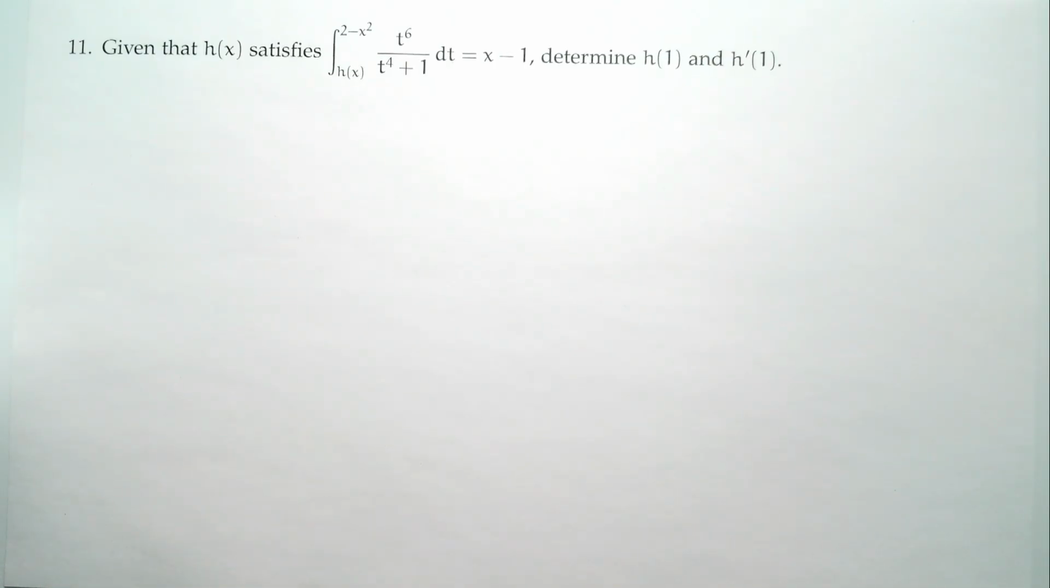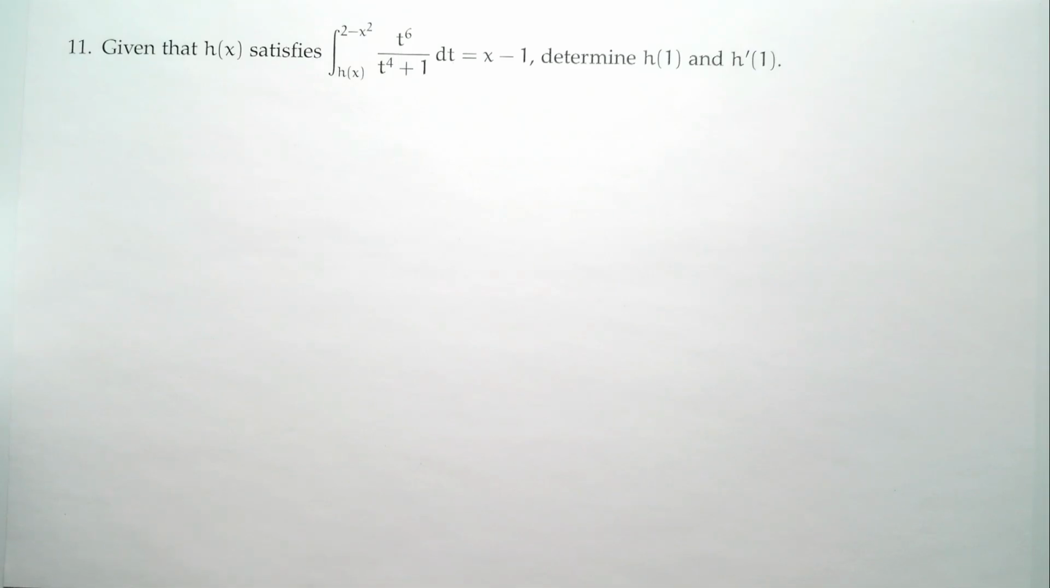Given that h of x satisfies the integral from h of x to 2 minus x squared of t to the 6th divided by t to the 4th plus 1 dt is equal to x minus 1, determine h of 1 and h prime of 1. Now you'll notice it doesn't say find h of x because you're not going to be able to do it. This is one that even Wolfram Alpha, which is pretty good, would struggle with. And I don't think it could actually do it, to be honest with you.